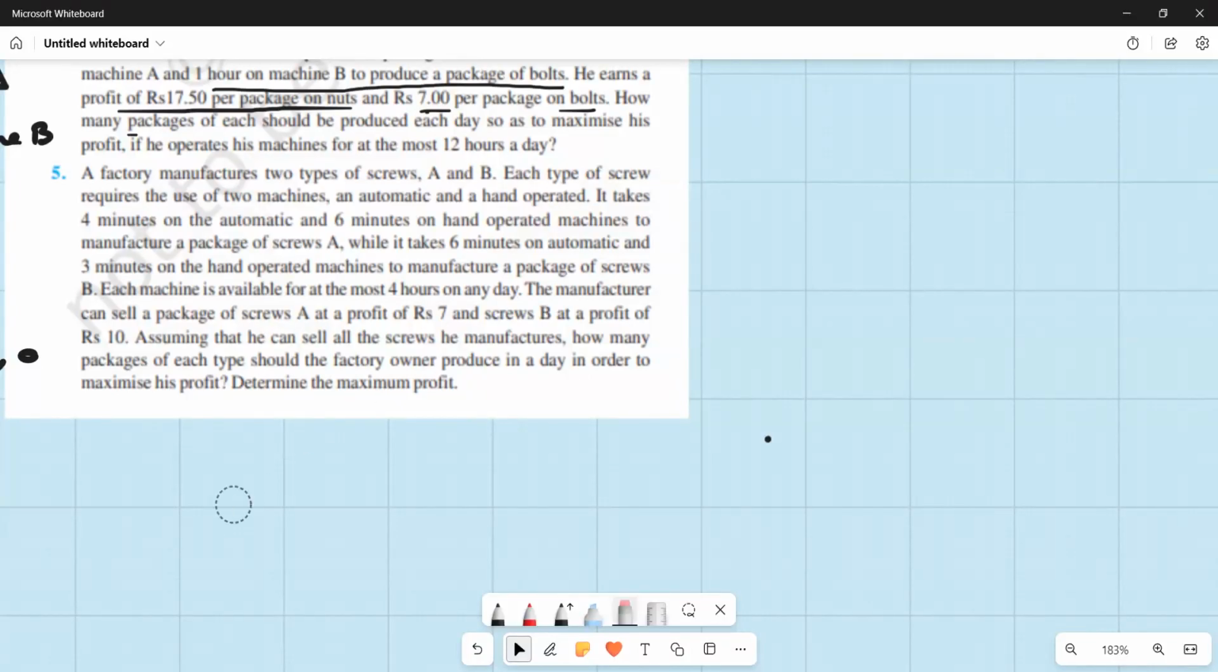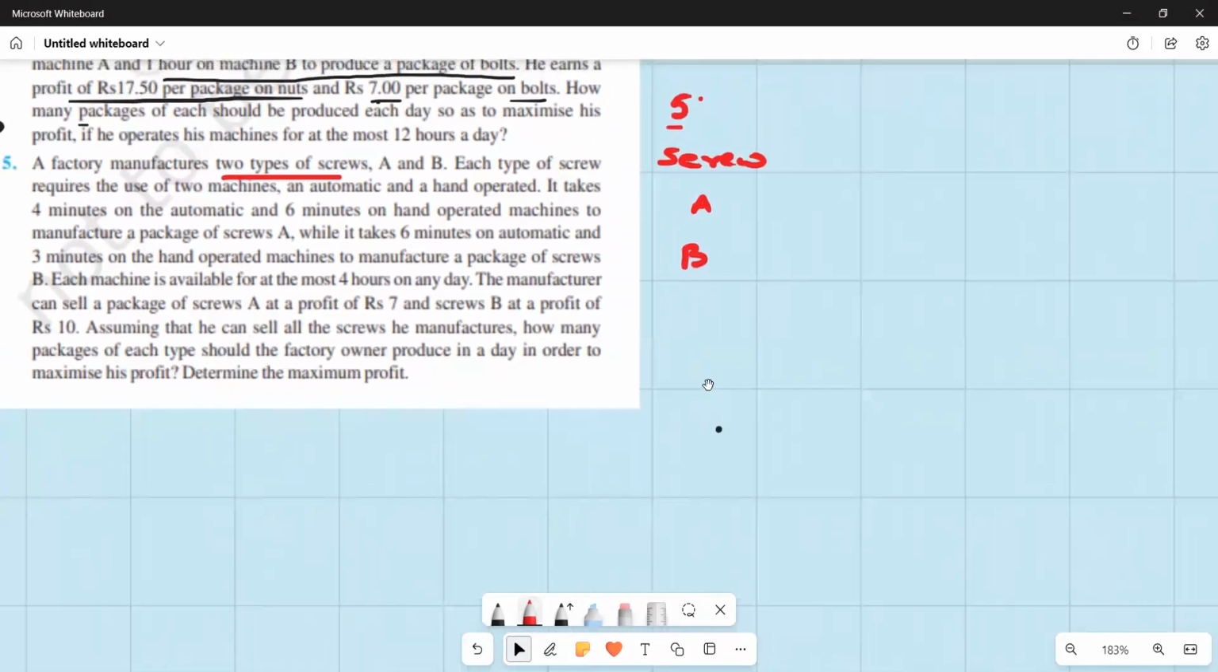In question number 5, a manufacturer manufactures two types of steel. So two types are A and B, right? And there are two types of machines he is using. One is automatic machine and another is handheld machine, hand operated machine.